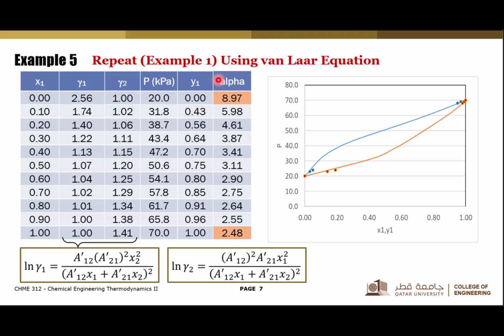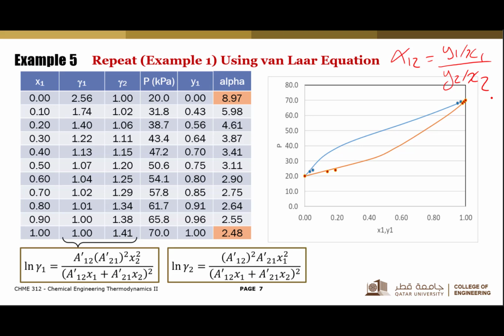Once I have that, then I have x1 and x2, and I have y1 and y2. Then I can find my alphas, right? What's alpha? Relative volatility, right? Either I use, in this case, if you remember, alpha 1,2 was equal to y1 over x1 divided by y2 over x2. Either I use that, or I plug into this expression what the modified Raoult's law would give me, right?